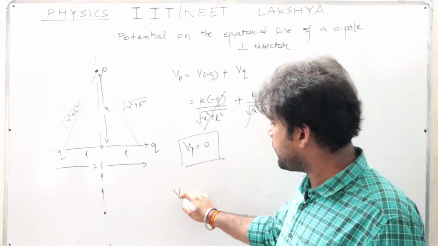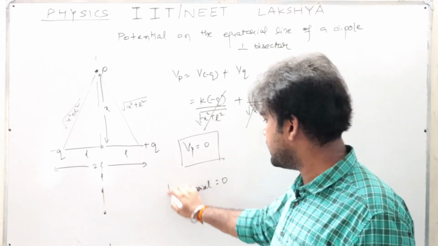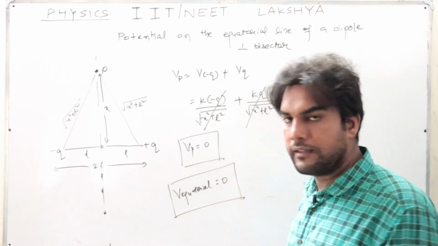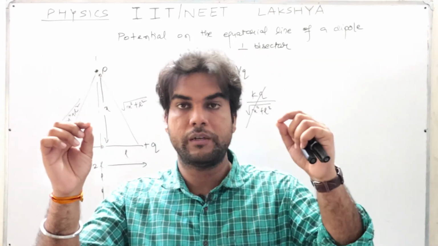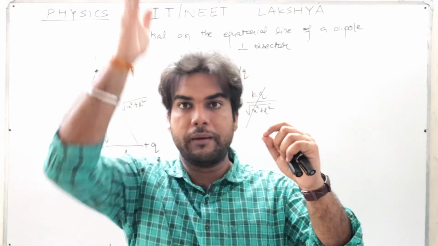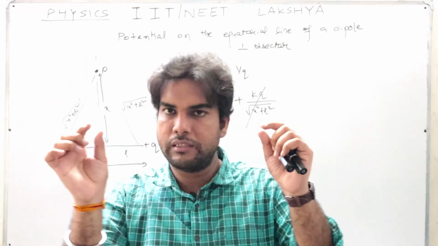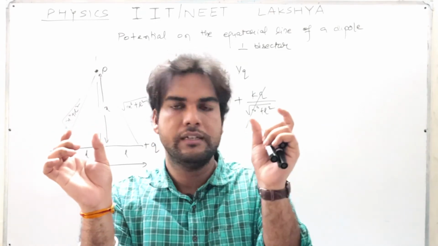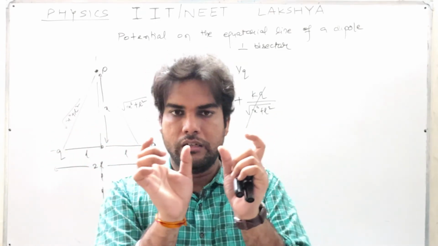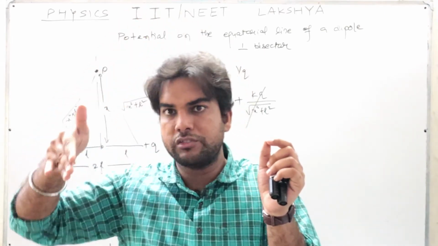So in general, potential at an equatorial position would be 0. Observe here, this is the dipole, minus q and plus q. On the perpendicular bisector, suppose you take a point here, then this distance and this distance are the same, because dipole means the magnitude is the same. Here minus q, suppose minus 2 microcoulombs, here plus 2 microcoulombs. This is L, this is x. So this distance will become the same as this distance.